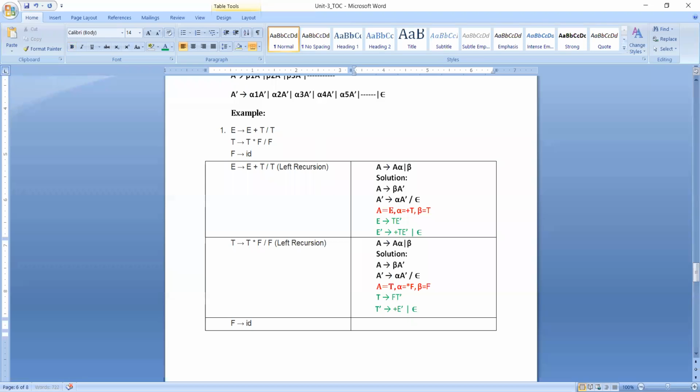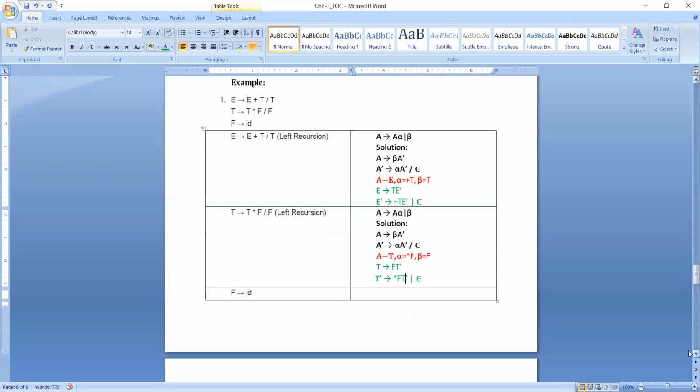What is alpha here? We have star F T dash or epsilon. Star F T dash or epsilon. Okay. Then from this we can say that yes, we have removed the left recursion which is present in our second production also. Then go for the third production here.